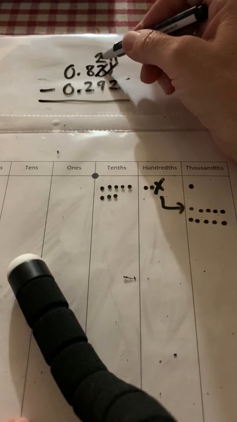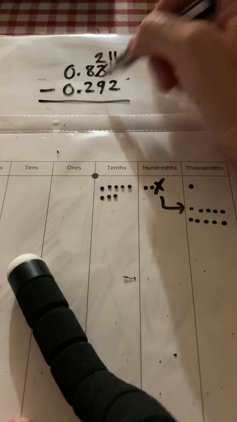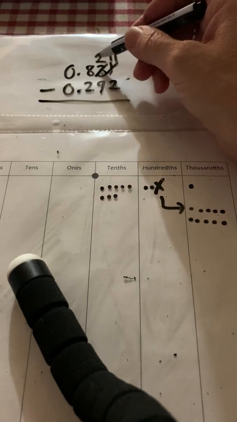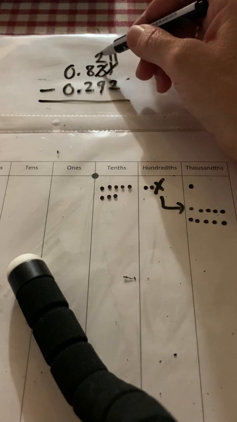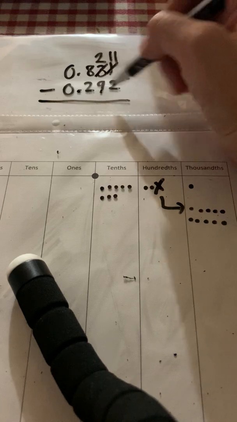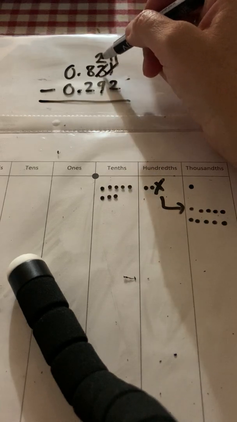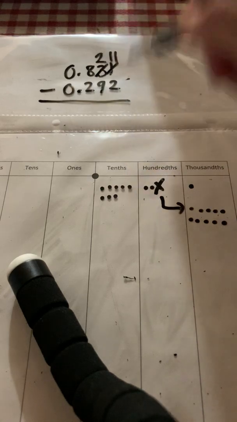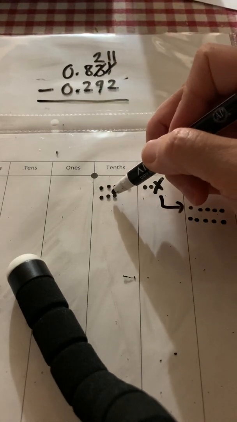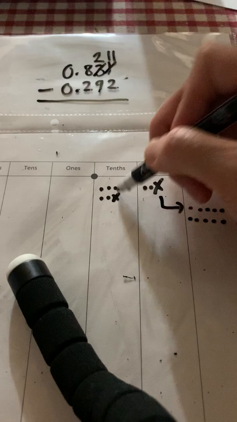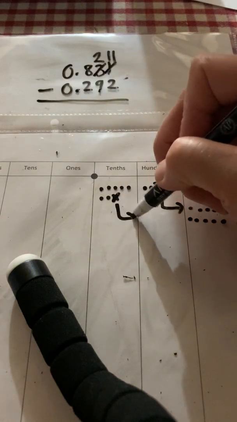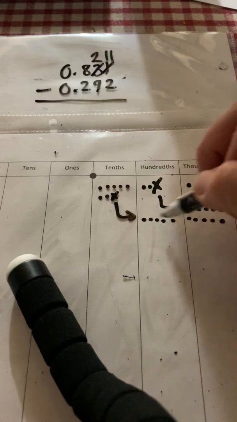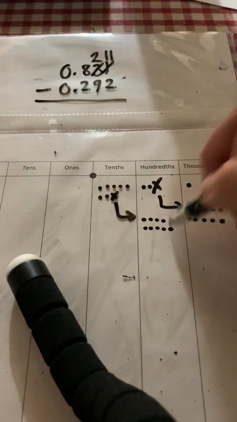Let's check the next one. 2 take away 9, is that possible? No, it's not possible. I need more hundredths. I can't do 2 hundredths take away 9 hundredths. So where can I get some more hundredths from? That's right, from my tenths. So I'm going to go to my tenths, and I'm going to unbundle 1 tenth and exchange it for 10 hundredths.